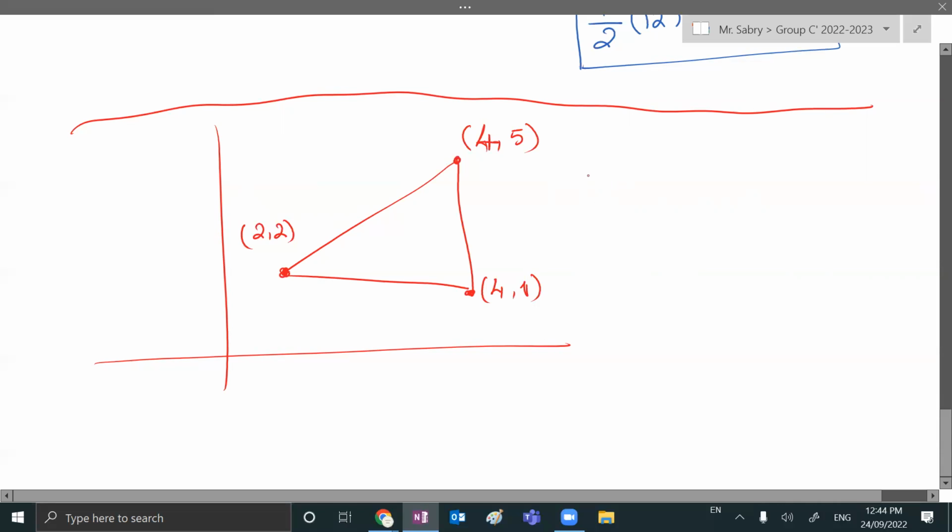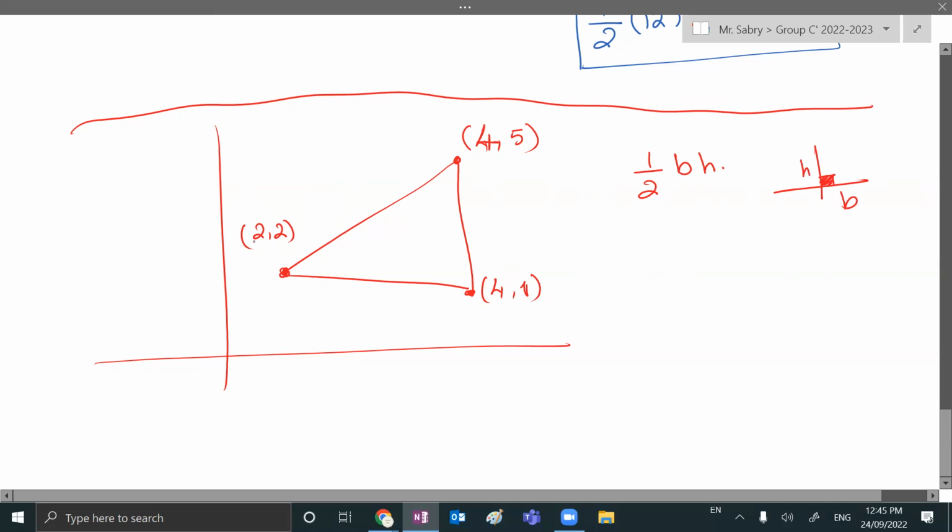So what do we know about the area of a triangle? We know that it's supposed to be half times the base times the height. Do we have a base for this shape? Do we know what's the base of this shape? And please remember that the base and the height are perpendicular to each other. They must be perpendicular to each other, the base and the height.